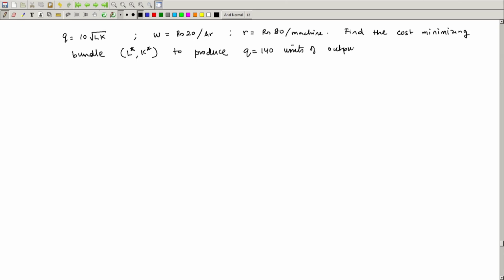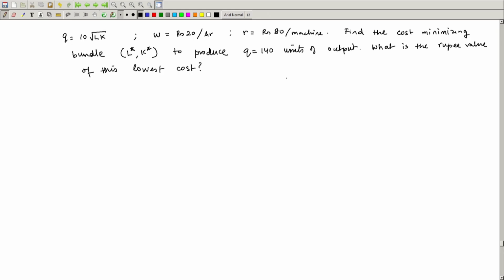So, it is not any arbitrary amount of output that we want the firm to produce. We want the firm to produce exactly 140 units of output, but by incurring the lowest possible cost. We also want to find the rupee value of this lowest cost. So, we want to do these two things. First we want to identify the cost minimizing bundle L star K star, and then we want to identify the lowest rupee value of the cost.